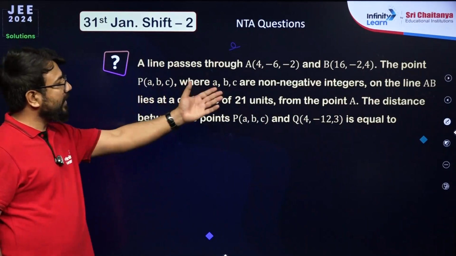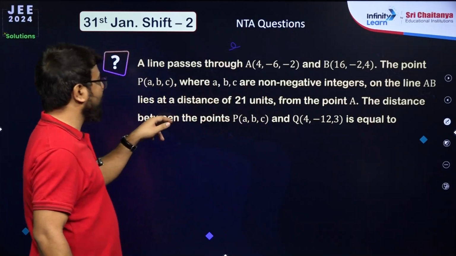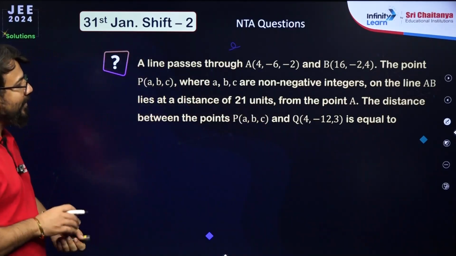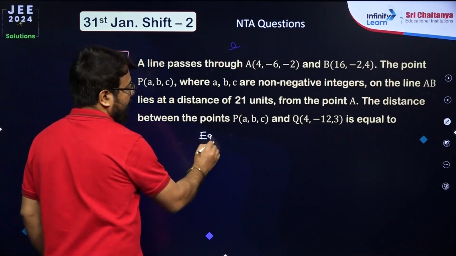A line passes through A and B. The point P, where a, b, c are non-negative integers on the line AB, lies at a distance of 21 units from the point A. So let us first of all write the equation of AB.